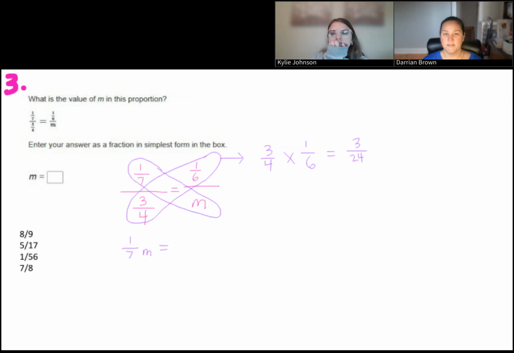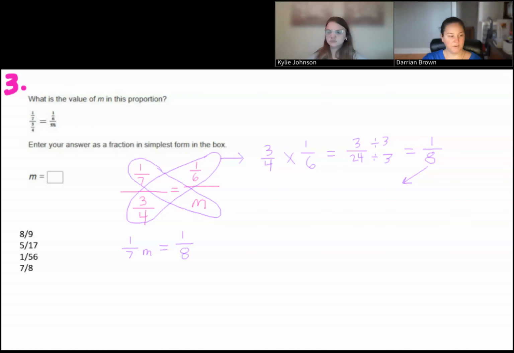Now, can we simplify 3/24? Is there any number that divides into 3 and 24? If so, what is it? Very good. So we can divide the top by 3 and the bottom by 3. And we would get what? 3 divided by 3 is 1 on the top. 24 divided by 3 is 8 on the bottom. So now we need to bring this fraction down there into our problem. So here's how our equation reads. 1/7 m equals 1/8.